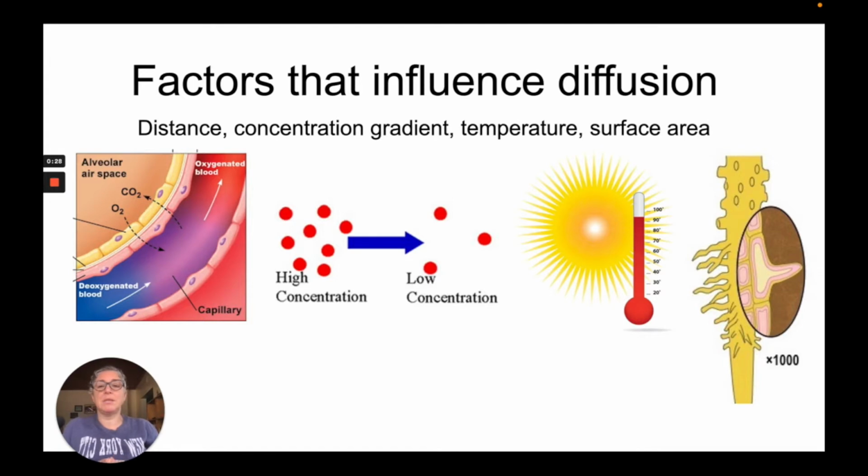In this case, we are talking about distance, the distance that the molecule has to travel, the concentration gradient, what is the difference between the high and low concentrations, the temperature of the environment, and the surface area, the actual area that the molecules have to diffuse across. So we're going to look at each of these four areas in detail, so that we can understand how these factors influence diffusion.